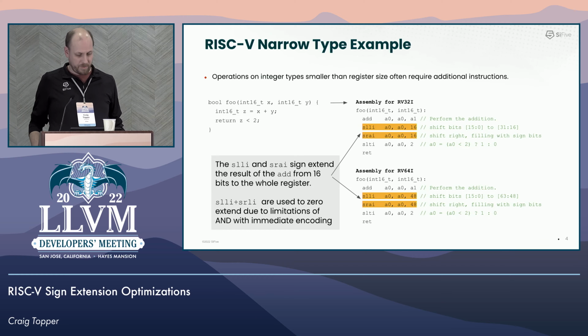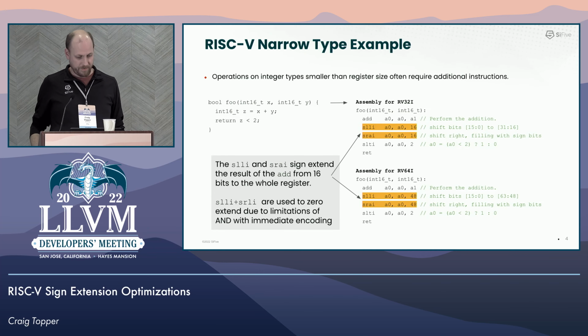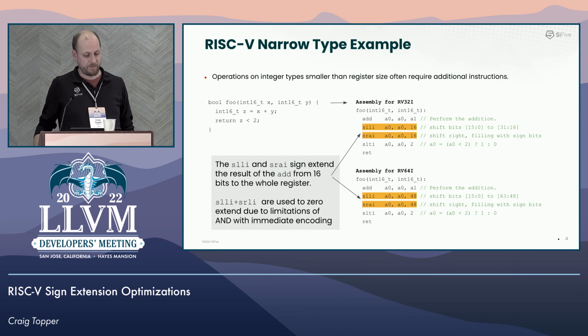On the left, I have a C++ program that adds two 16-bit signed integers and computes the 16-bit result of comparing to a constant. On the right, I have the generated assembly for this function. The highlighted lines show two shift instructions that we need to use to sign extend the lower 16 bits of the add result to the full register size so that we can use the comparison that reads the whole register.